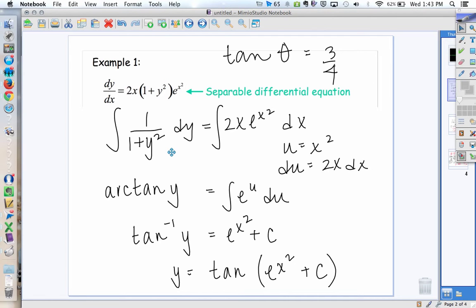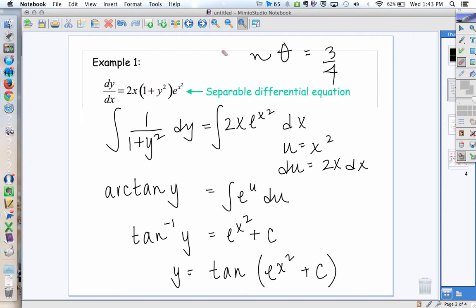And when you do that, you get e to the u. Not bad, right? So you put u back in, and you have that inverse tan, or arctan of y, equals e to the x squared plus c. Now to get y by itself, you are going to bring it to the other side, and if you remember inverses at all, your angle, or y, will equal tangent of e to the x squared plus c. So hopefully you got that one correct.